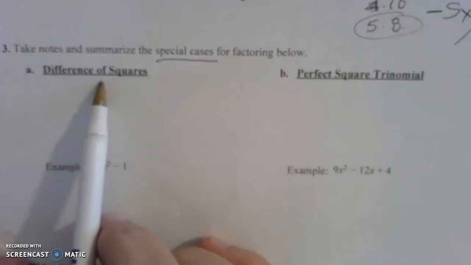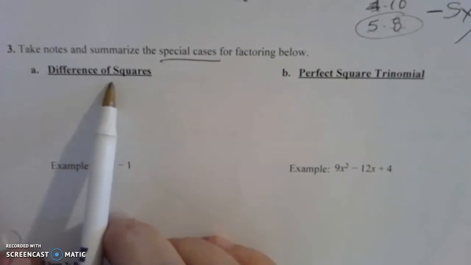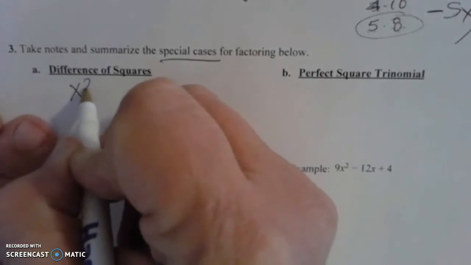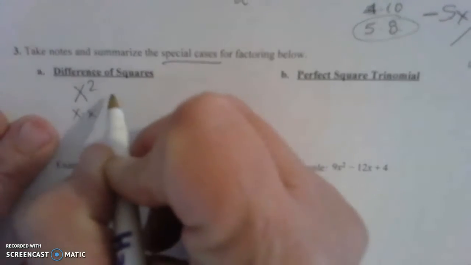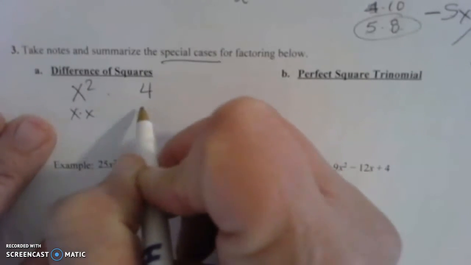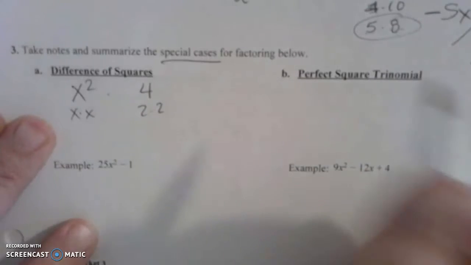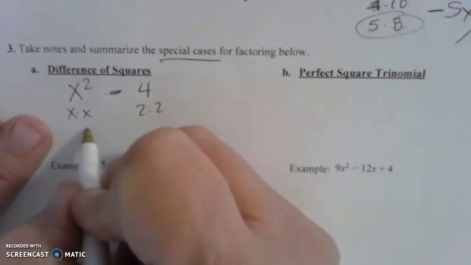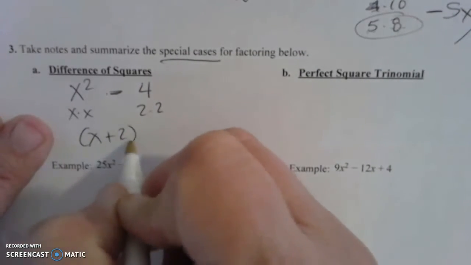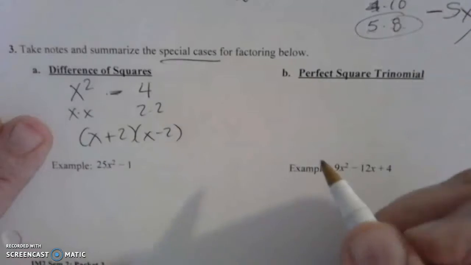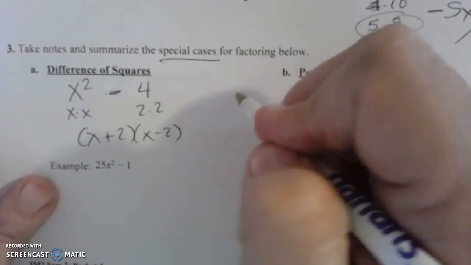And special cases is the difference of perfect squares. So if you have like x squared, see how that's a perfect square, x times x, and you have a 4, that's a perfect square, 2 times 2. As long as there's a minus between them, then you can just write it as x plus 2, x minus 2. And let me just prove that to you.